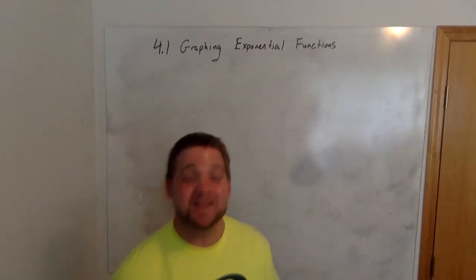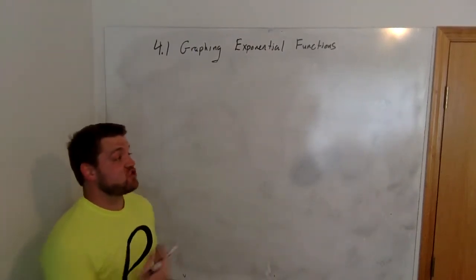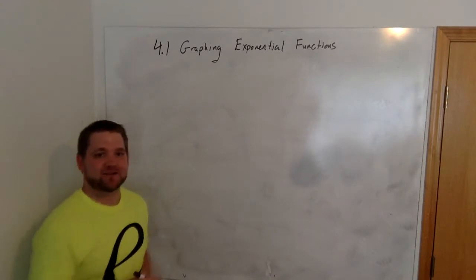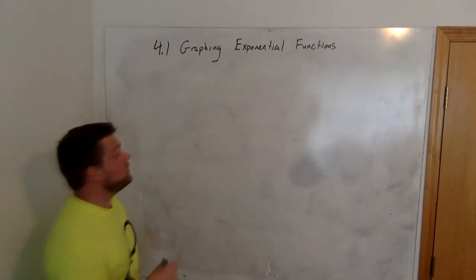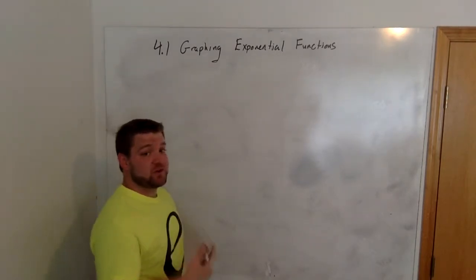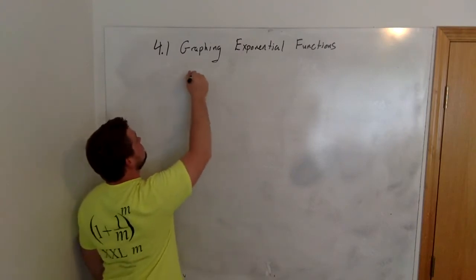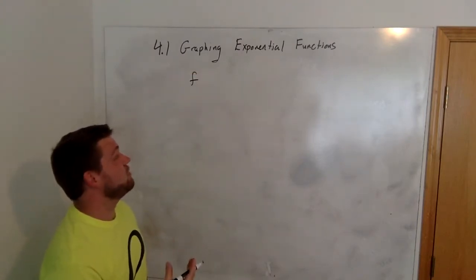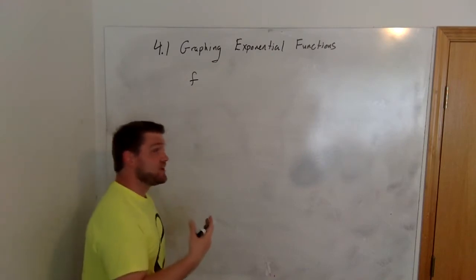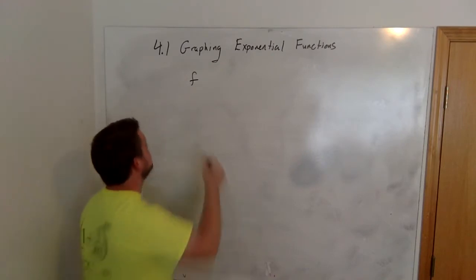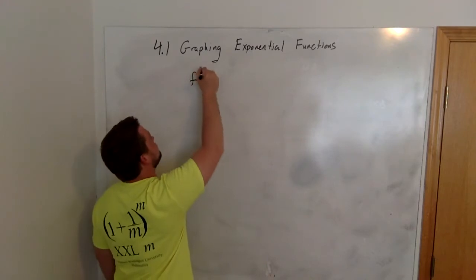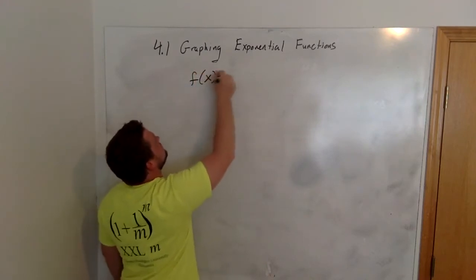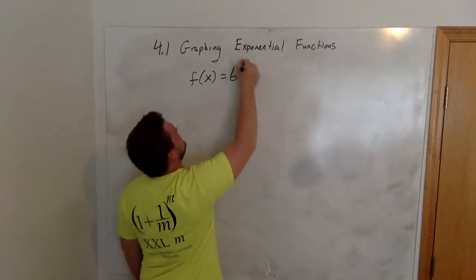Hello everyone. What we'd like to do in this video is graph transformed versions of exponential functions. So recall what an exponential function is. I'll call it a basic exponential function, or a parent function. The simplest exponential function is something of the form b to the x.